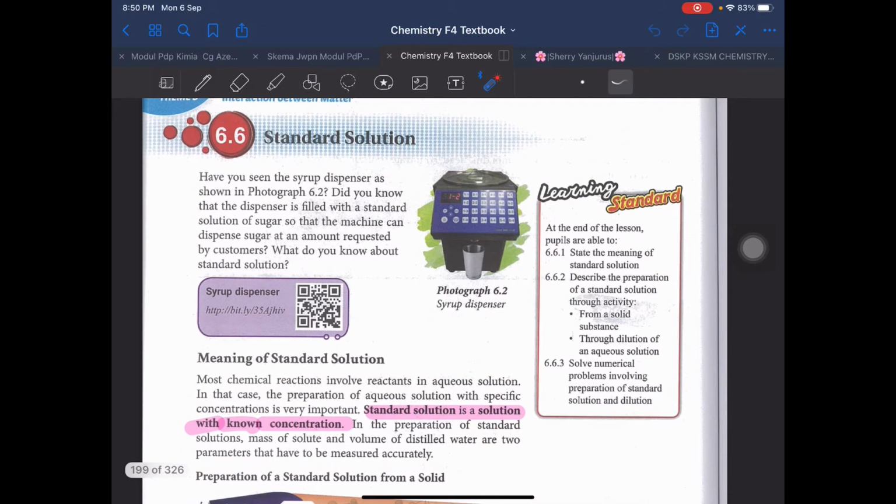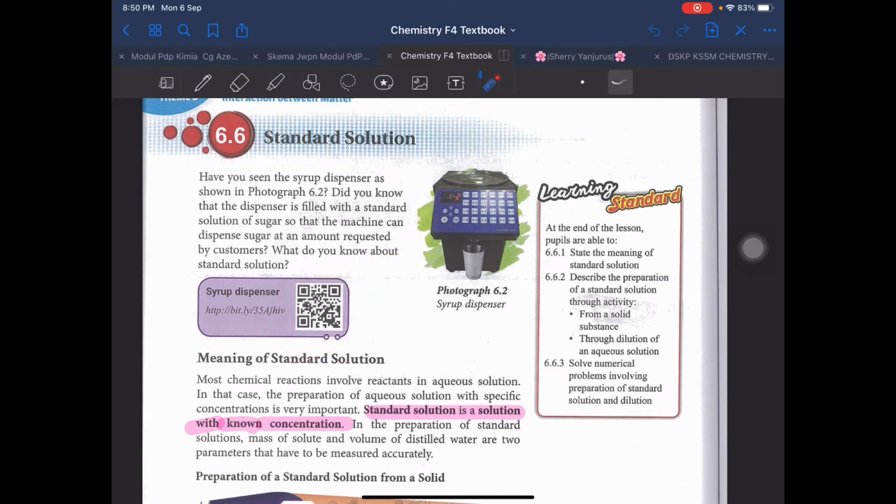Let us look at the photograph 6.2 over here. You are given one barcode over here, one QR code. You will be given this one in your Google Classroom. I will attach it to you.